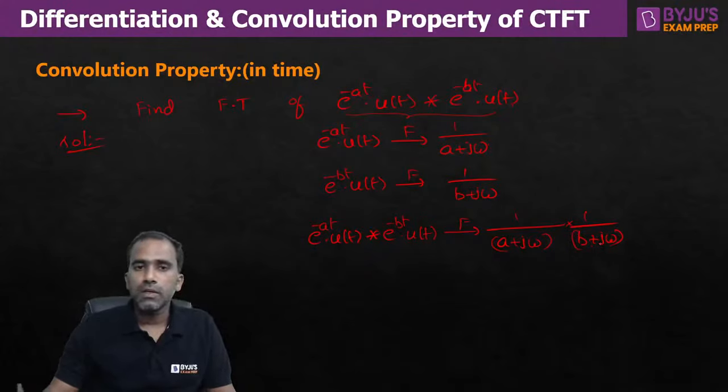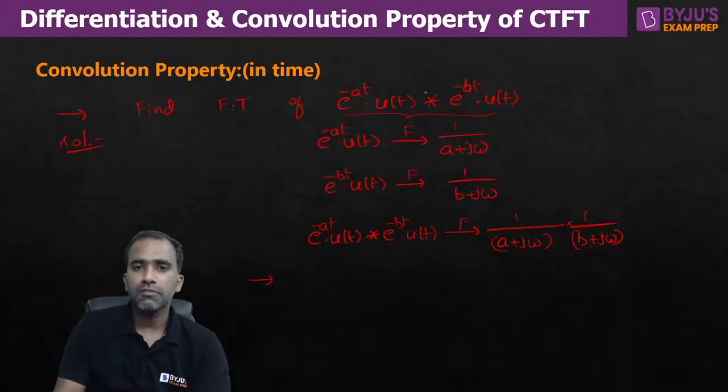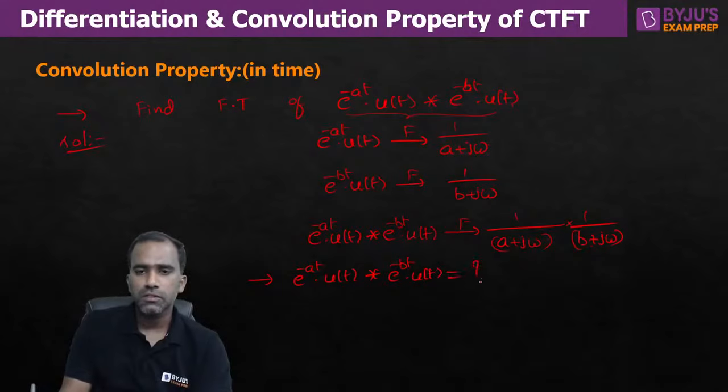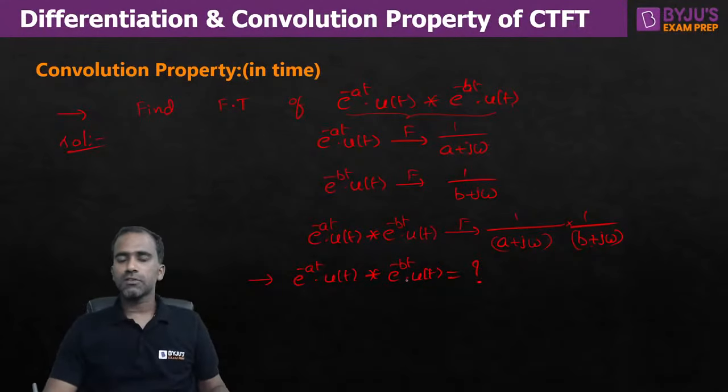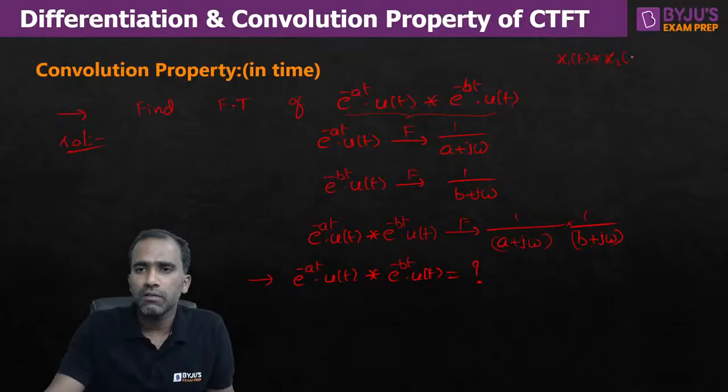Okay. So I can also ask you one more question in the same format. Instead of asking to find the Fourier transform of the signal, I can also ask: e^(-at) u(t) convolved with e^(-bt) u(t), what is the result of this? Basically, if you want to find this result, you have to use the convolution integral formula for x1(t) convolved with x2(t).